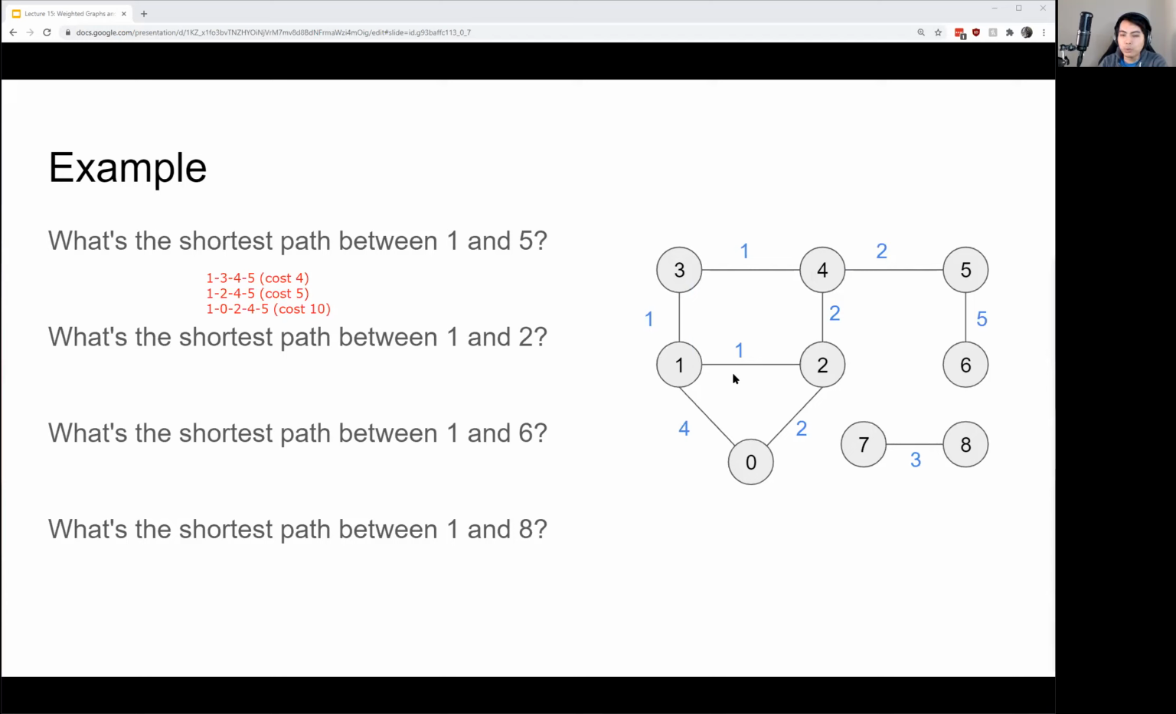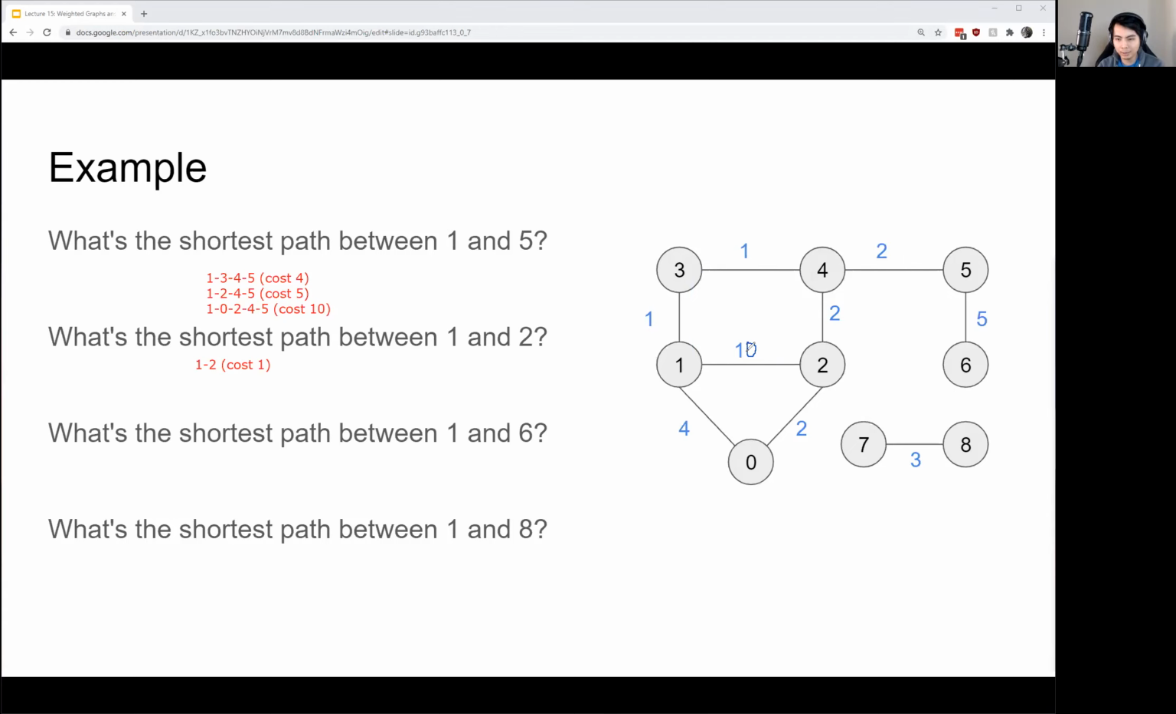What's the shortest path between 1 to 2? It's just 1 to 2, right? There's nothing scary about it. We would have 1 to 2, and it would be cost 1, right? But let me go ahead and turn that on its head. Let's say we had 10 here instead of 1. Let's just imagine for a second that we had 10 here.